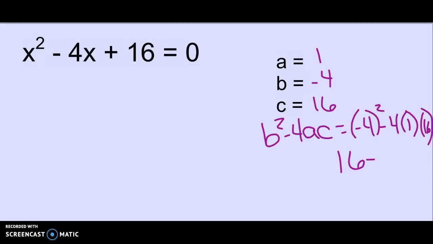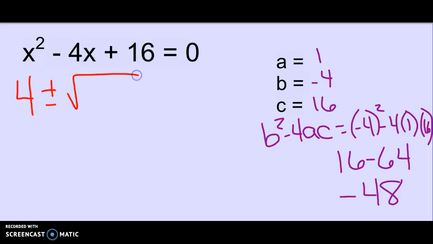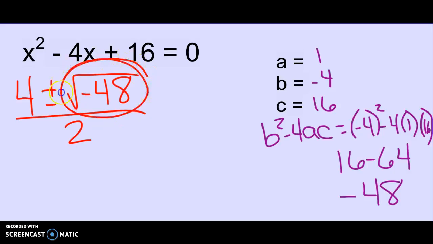All right, that's going to turn out to be 16 minus 64, which, let's see, all right, so we get negative 48. So now let's throw this into the quadratic formula. The opposite of b is 4 plus or minus the square root of negative 48 all over 2a, which is 2. All right, so now let's go simplify our square root of negative 48.